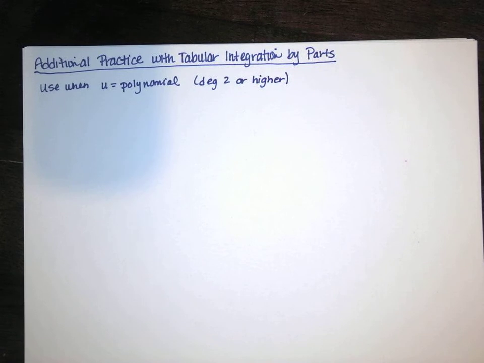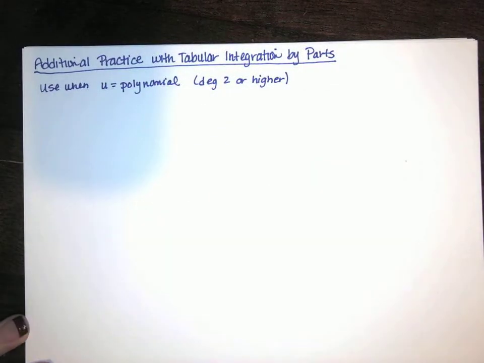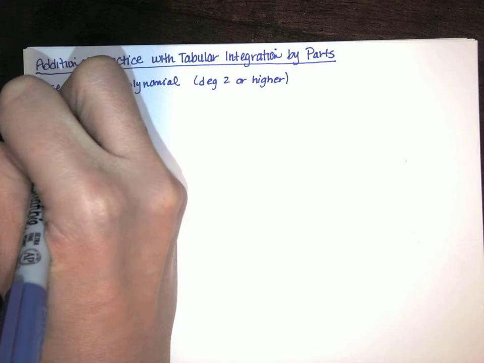If you want to see where the method comes from and why we use it, I recommend that you watch that other video instead. This is just going to be some hard and fast practice with tabular integration by parts, just so that you can get the hang of it by seeing more examples. So here's our first example.